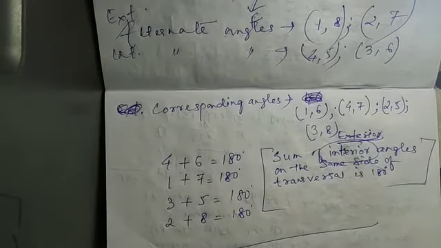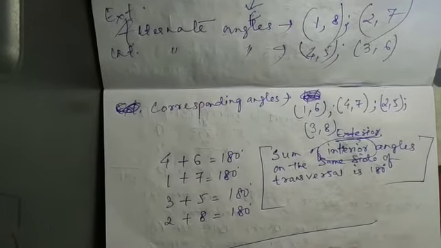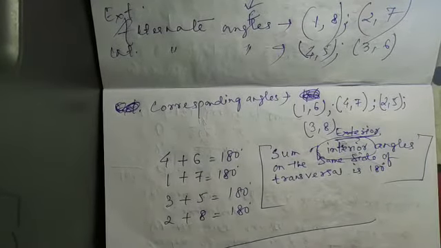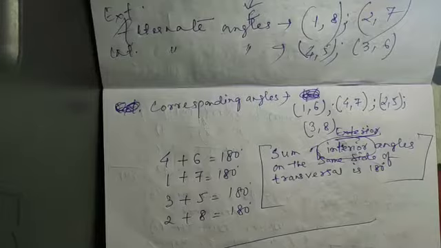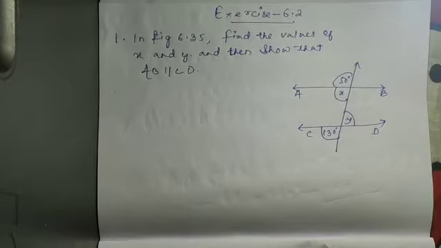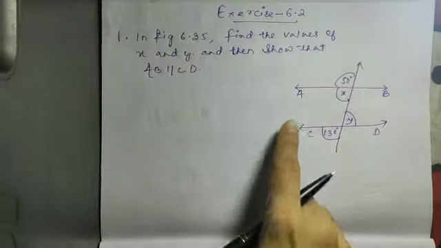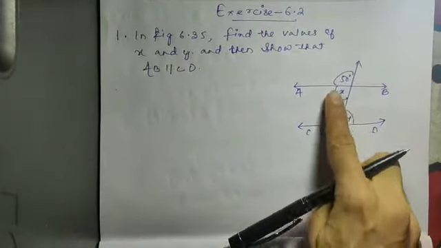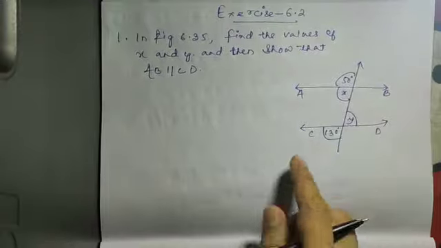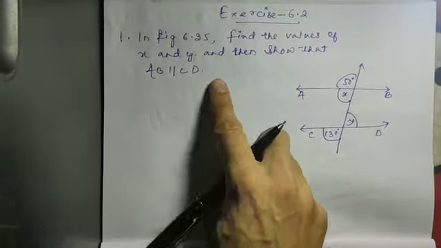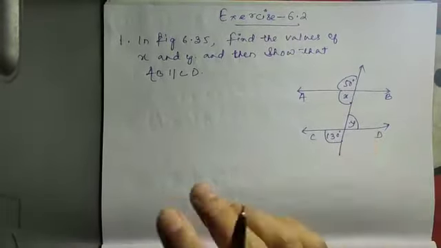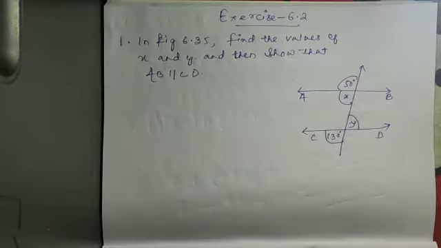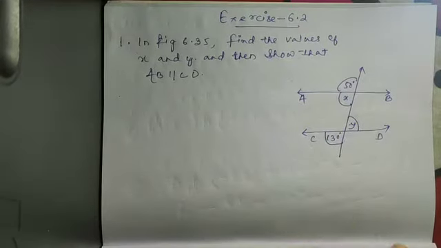So with all these properties, we are going to resume our exercise 6.2, question number 1. Let's see the sum. Here, the question says, in figure 6.35, this is the figure given, find the values of x and y. We have to find the values of x and y and then show that AB is parallel to CD. Here it is not given that AB is parallel to CD. It is not shown.